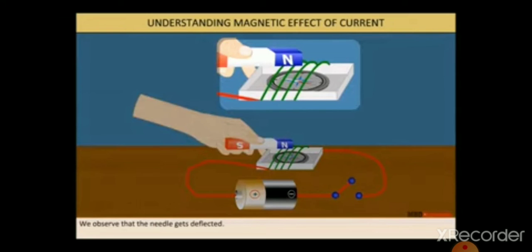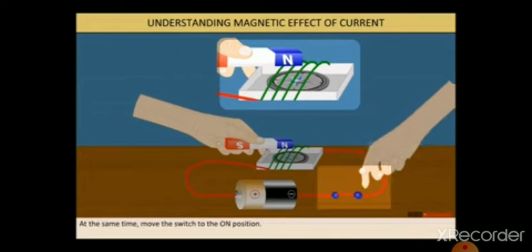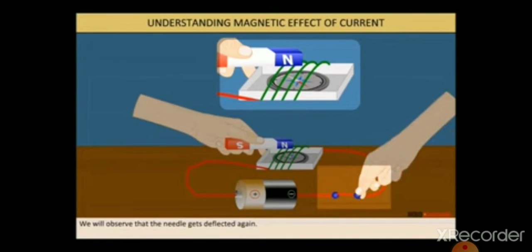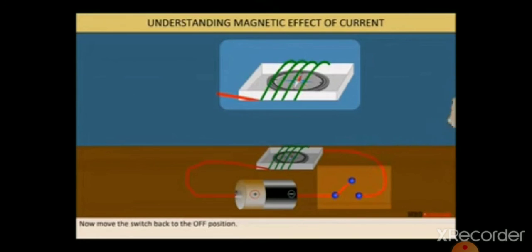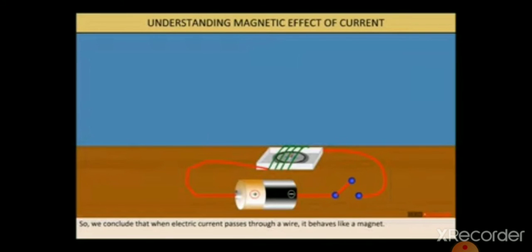We observe that the needle gets deflected. And at the same time, move the switch to on position. And we will observe the needle gets deflected again. So now move the switch back to the off position, and we will observe the needle comes back to the original position. So we conclude that when electric current passes through a wire, it behaves like a magnet.